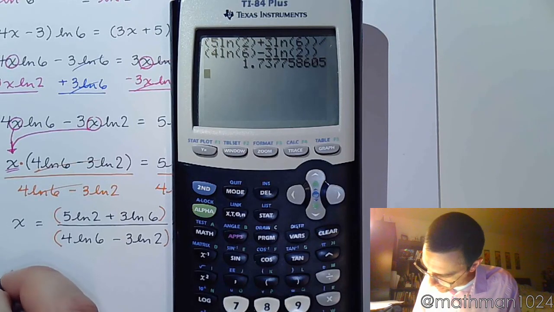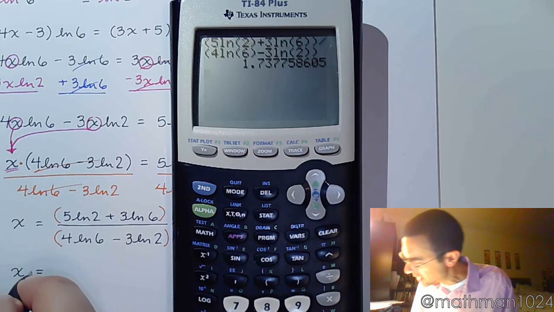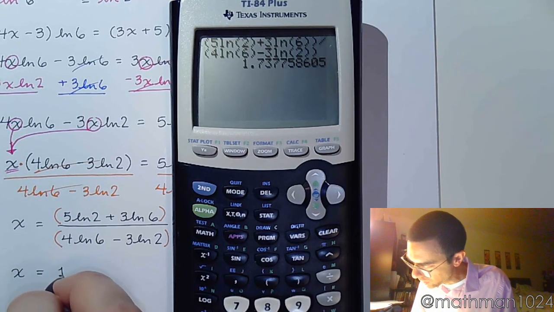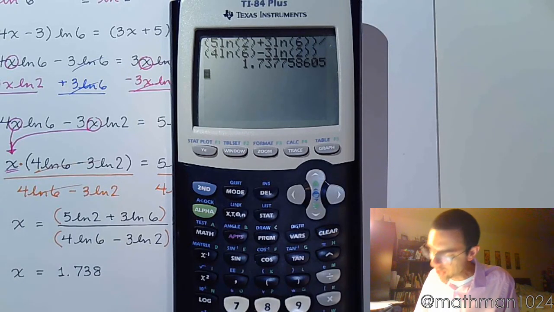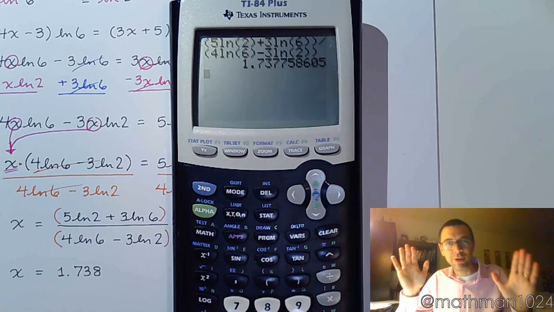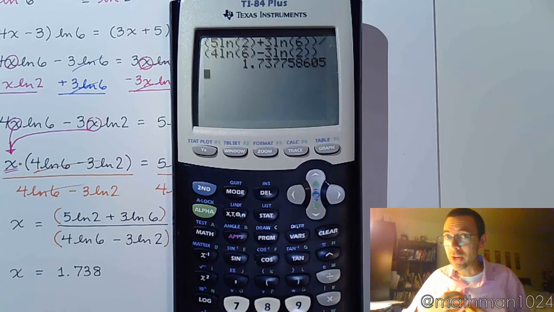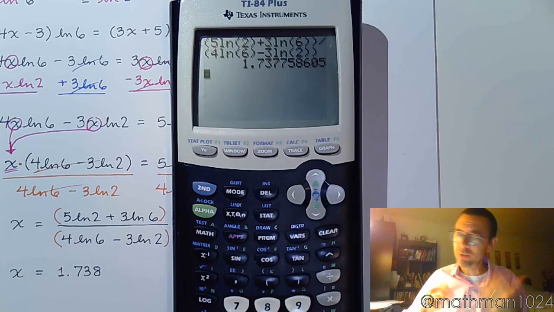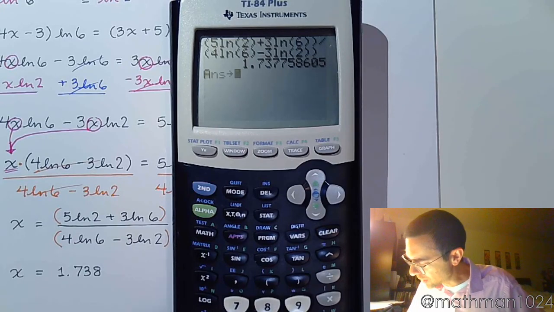All right, so our decimal approximation, 1.738 when rounded to the nearest thousandth. Again, let's check this though. I'm not above making a mistake. I'd hate to do that here and be recording it and putting it on YouTube, so let's see what happens. So let's store this into X.